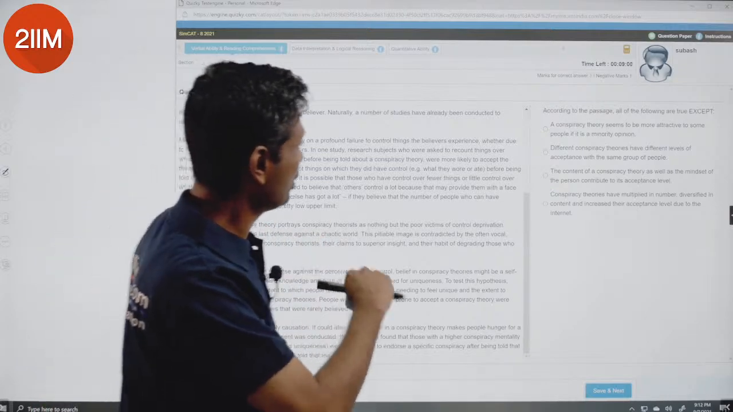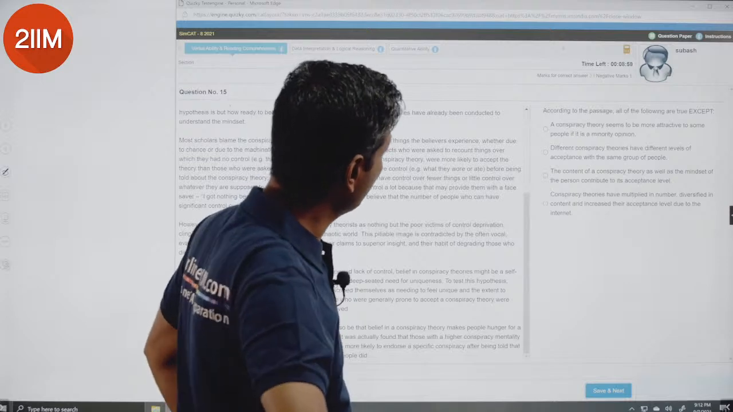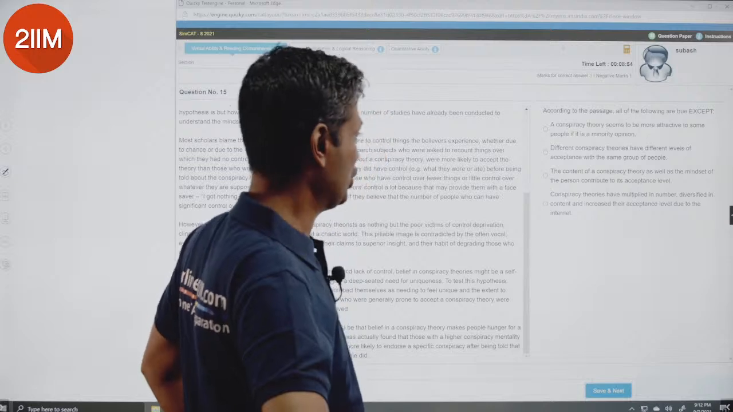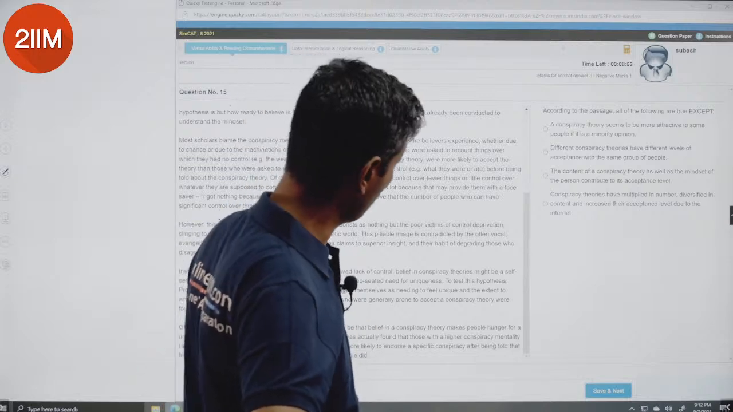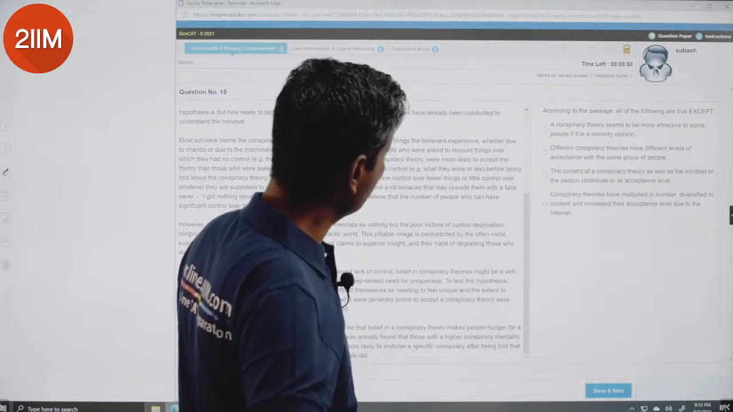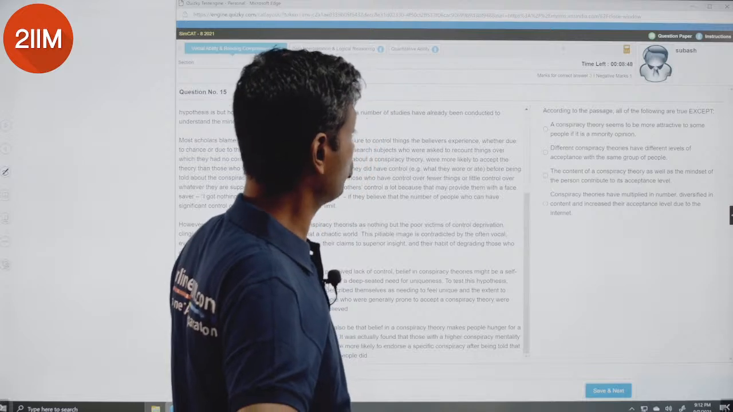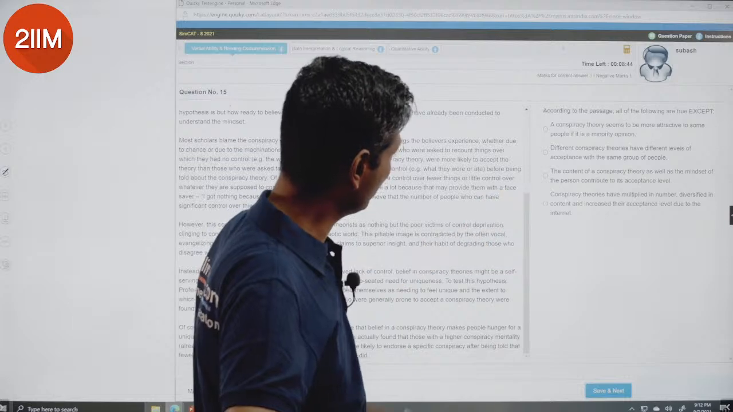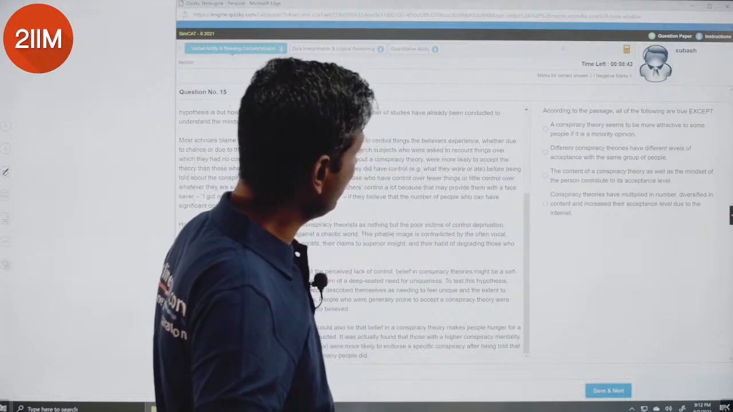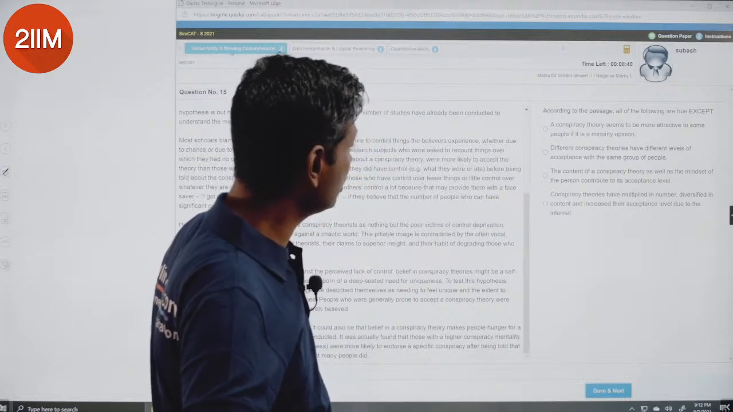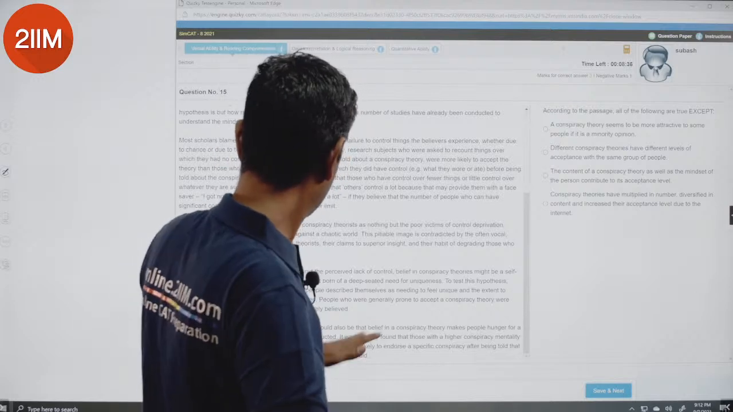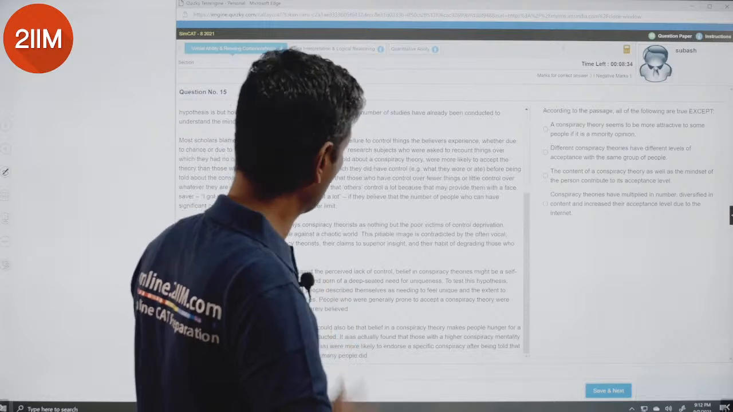I'm going to have a crack at this. According to the passage, all of these are true except: a conspiracy theory seems to be more attractive to some people if it is a minority opinion. Yes, the need to be unique. That is true. Different conspiracy theories have different levels of acceptance with the same group of people. Probably yes, but not directly stated. So I'll hold on to that. The content of a conspiracy theory as well as the mindset of the person contribute to its acceptance level. True, true. The mindset of the person probably plays a bigger role.